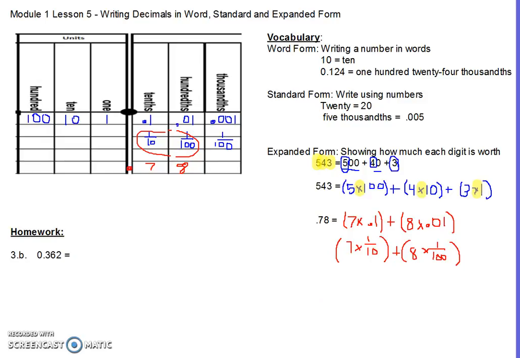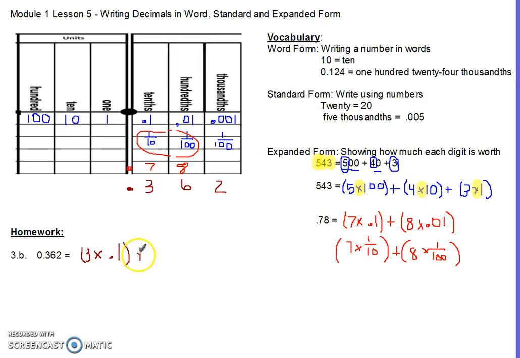Now let's take a look at a homework number. I'm looking at problem 3, letter B, and it's 0.362. The first thing that I'm going to do is put that on my place value chart. And since I didn't have enough room, I just wrote it underneath. Then I'm going to start here at the left and ask myself, how many copies of tenths do I have? And I have 3 copies, and the value of those copies in the tenths is 0.1.